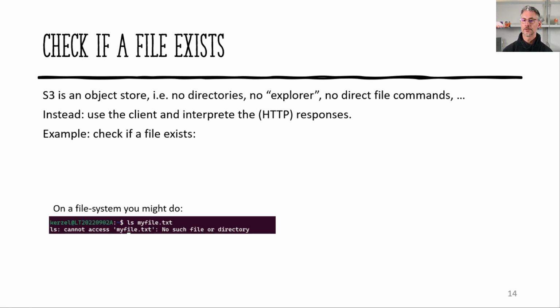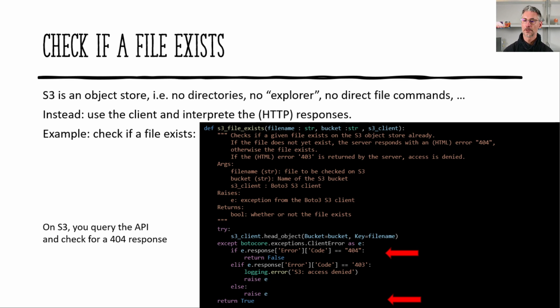So if we want to check if a file exists, the corresponding code looks like this. We have our client, and then we call head, essentially the list command, on the specific bucket for the specific key, in our case the file name, and then we get an HTTP response. If it's a 404, it means nothing's there, so that means the file doesn't exist. If it's a 403, it means access denied.